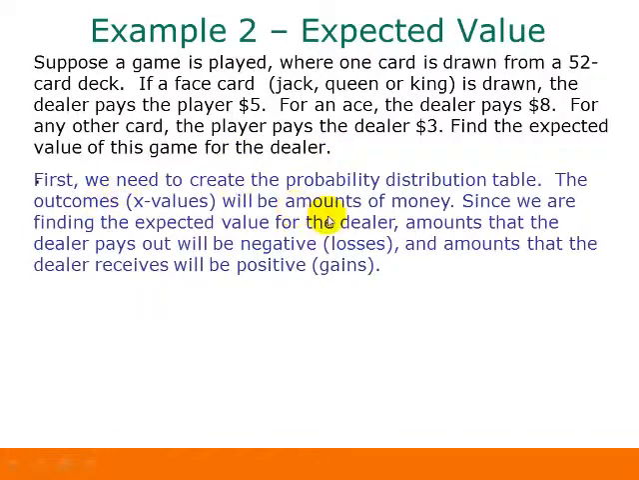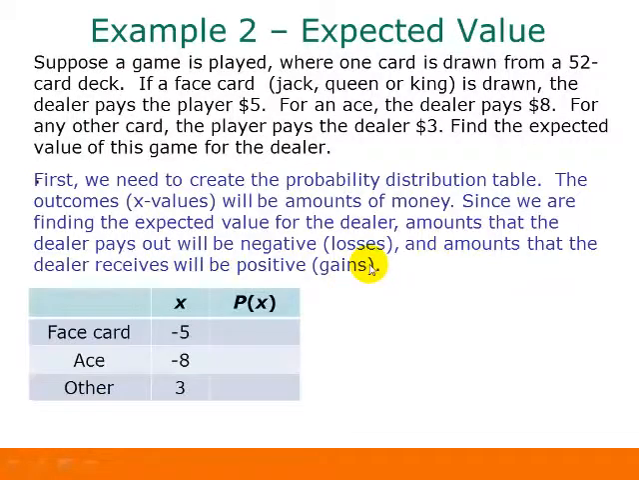So again, we need to create our probability distribution table first. The outcomes, or the x values, will be amounts of money, and since we are finding the expected value for the dealer, the amounts that the dealer pays out will be negative numbers because they're losses, and the amounts that the dealer receives will be positive numbers because they're gains. So our 3 possibilities are that we draw a face card, that we draw an ace, or that we draw something else.